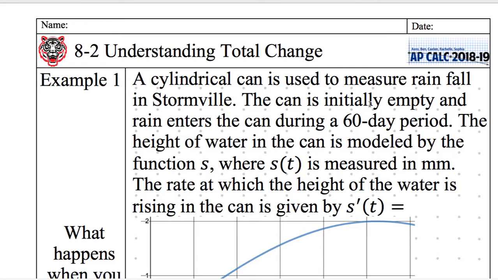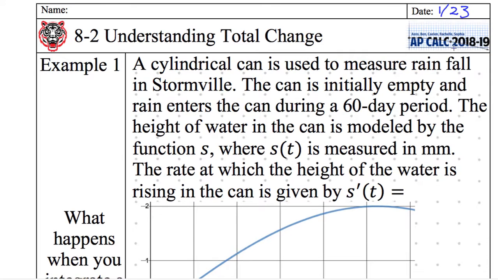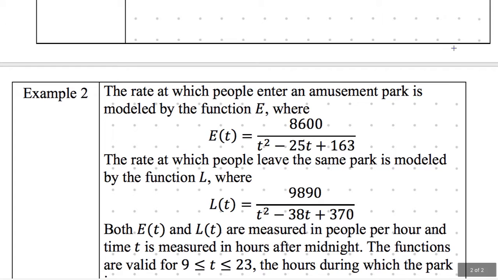This is AP Calculus Lesson 8-2, Understanding Total Change. All right, so today's date is January 23rd. It is a Wednesday. So it's the same example as 8-1. Example 1 and example 2 on the back are the same examples.